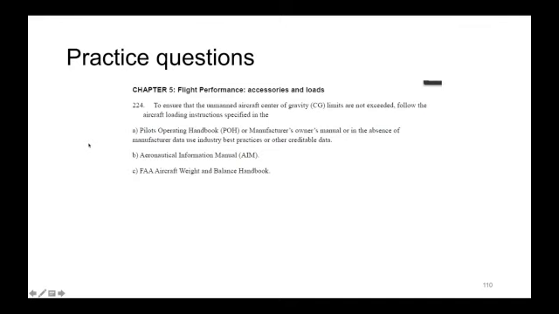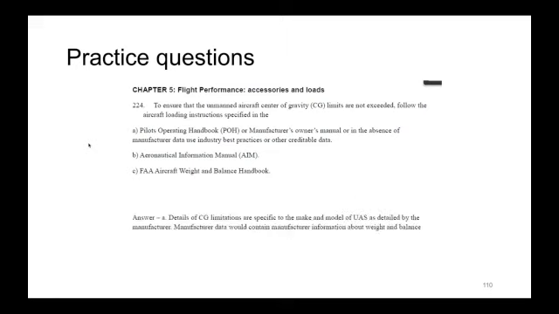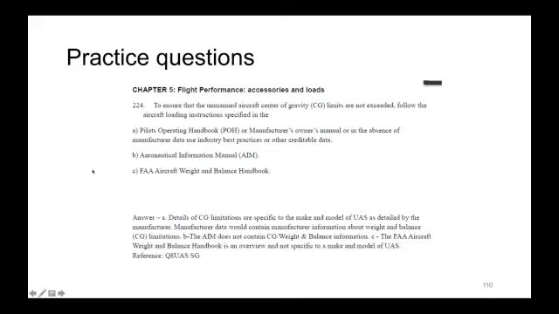So in Chapter 5, we talked about flight performance. To ensure the unmanned aircraft's center of gravity limits are not exceeded, follow the aircraft loading instructions specified in A, the Pilot's Operating Handbook, B, the Aeronautical Information Manual, or the AIM, or C, the FAA Aircraft Weight and Balance Handbook. What do you follow? And the answer is A. You go back to the Pilot's Operating Handbook.